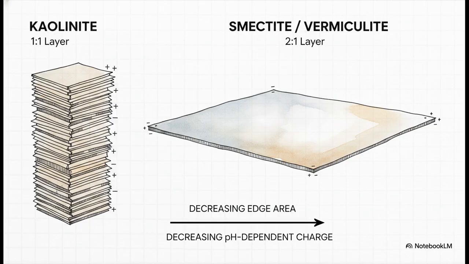Why such a stark difference? It's all about the physical architecture. This variable charge mostly happens at the edges of the structure. 2:1 minerals have a pretty small edge surface compared to their flat basal plane. But kaolinites stack up in the c dimension, which totally maximizes the relative area of their edges. More exposed edges just means more surface groups reacting to the pH.